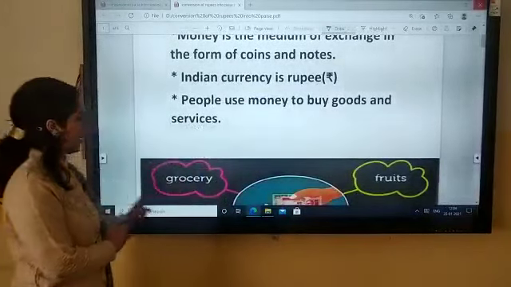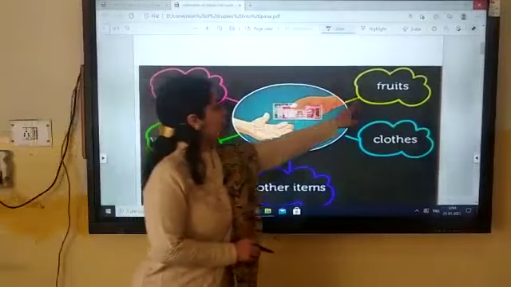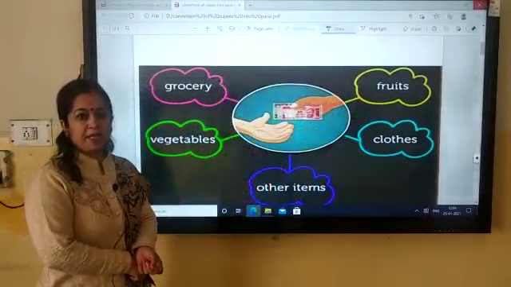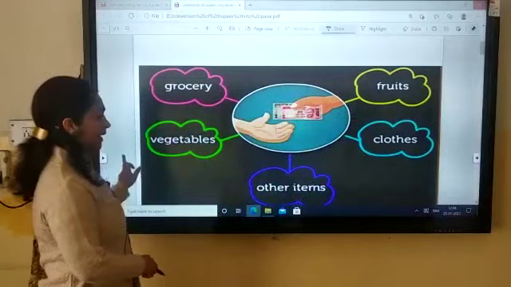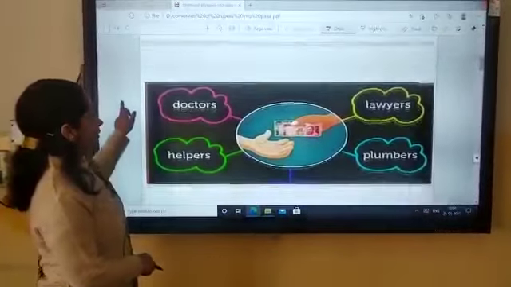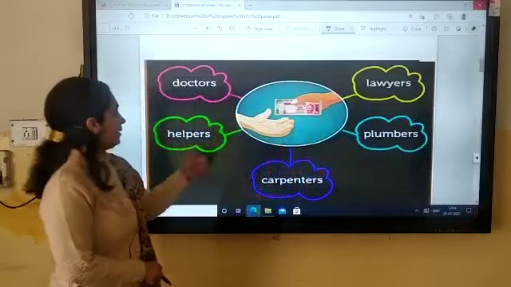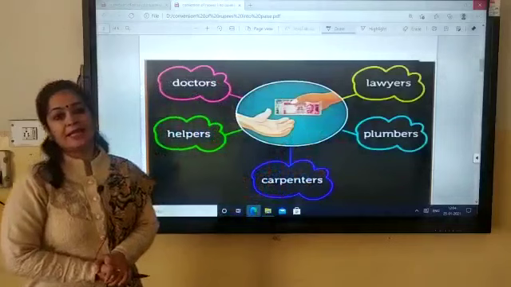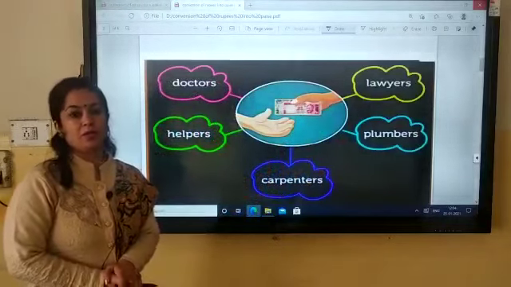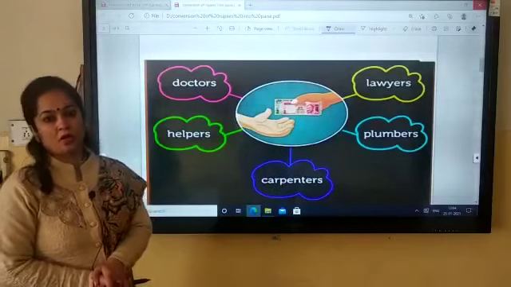Whenever we go to market and we purchase grocery, vegetables, fruits, clothes or any other items, we pay money to them to buy them. And whenever we take the services of doctors, lawyers, plumbers, carpenters, means whenever we take the services of helpers, we pay money to them also. We pay them in the form of notes or coins.